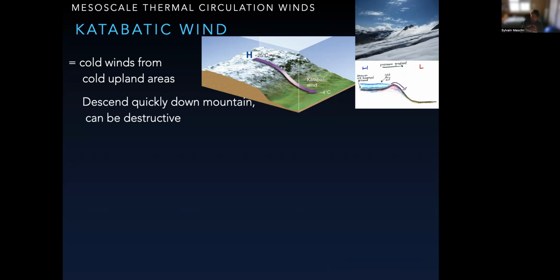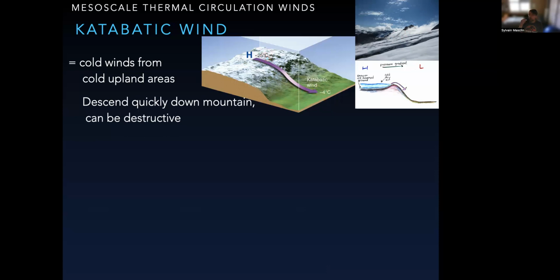What happens is you have a high pressure system that will establish itself above the mountain and a low pressure on the plain. And the wind will follow the slope, going from the higher elevation to the lower elevation. This katabatic wind is particularly strong because there is not too much vegetation, as you can see, because it's mostly covered by snow or ice, and it's also bringing very cold temperatures, as you can see, between -4 and -25 degrees.